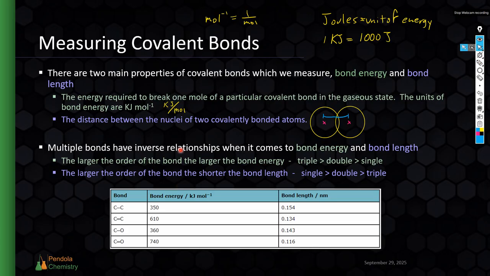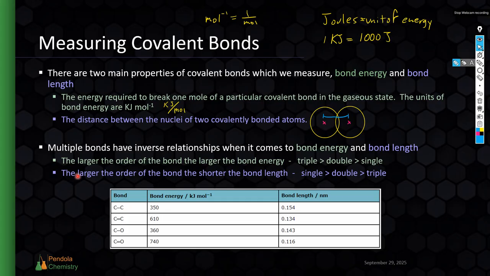Now, multiple bonds do have an inverse relationship when it comes to bond energy and bond length. And this kind of makes sense. The larger the order of the bond, and by order, I just mean single, double, or triple bond, the larger the bond energy. A triple bond will take more energy to break than a double bond. A double bond will take more energy to break than a single bond. And that's pretty straightforward, right? If we have more electrons being shared in this bond, then it's going to take more energy to pull those apart, because more electrons means more attraction.